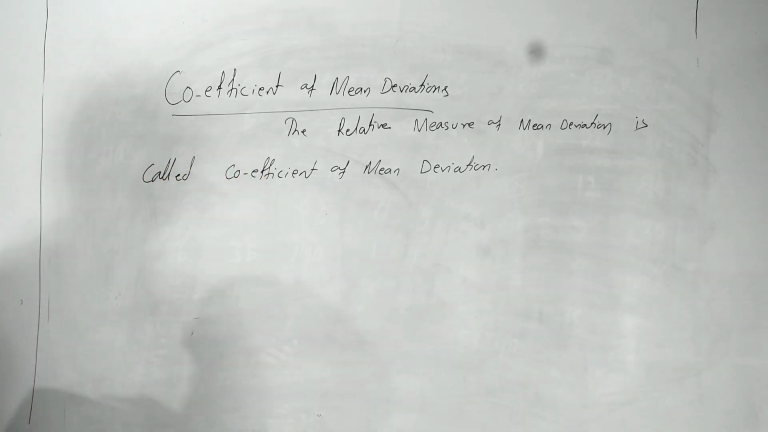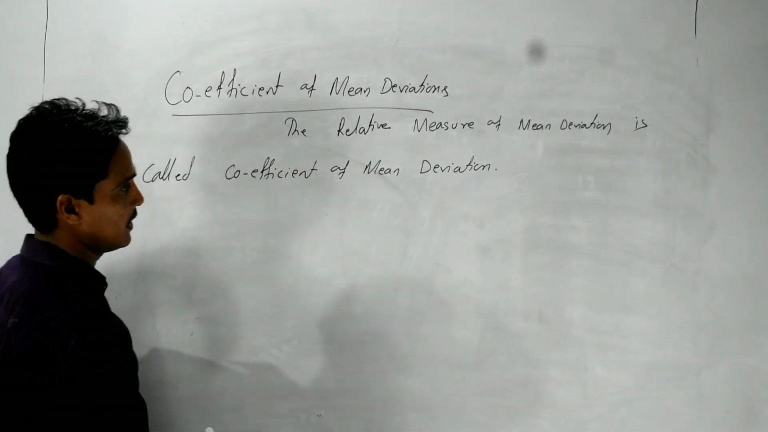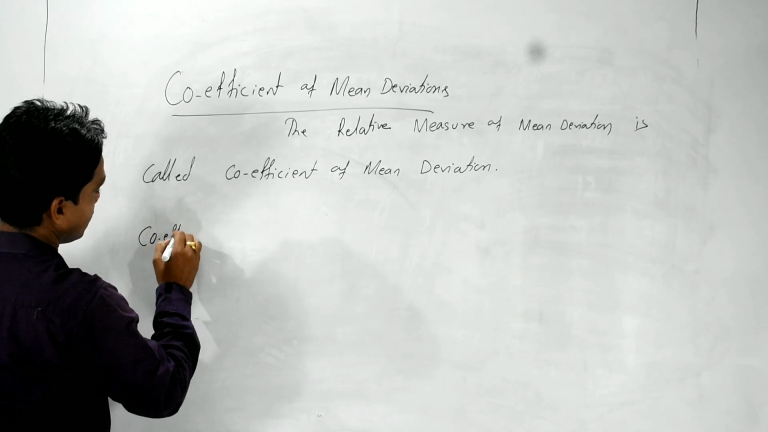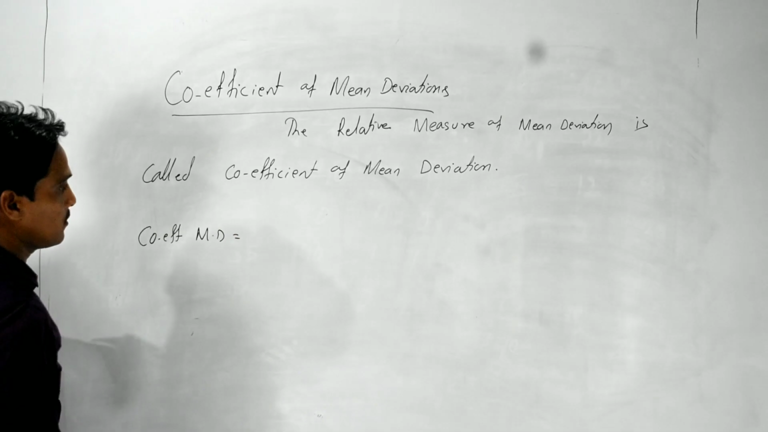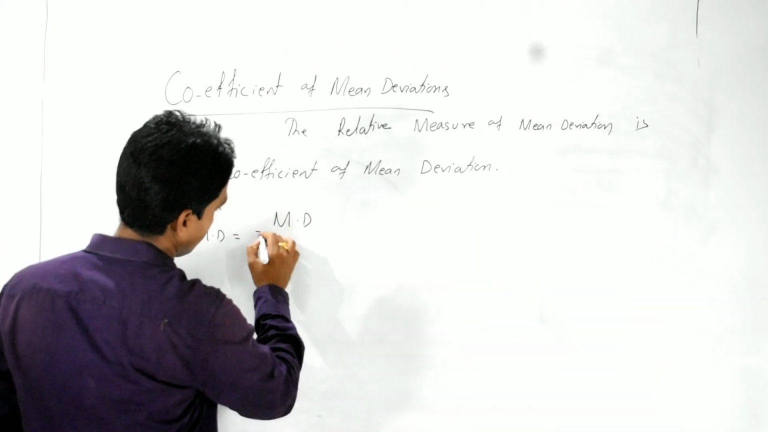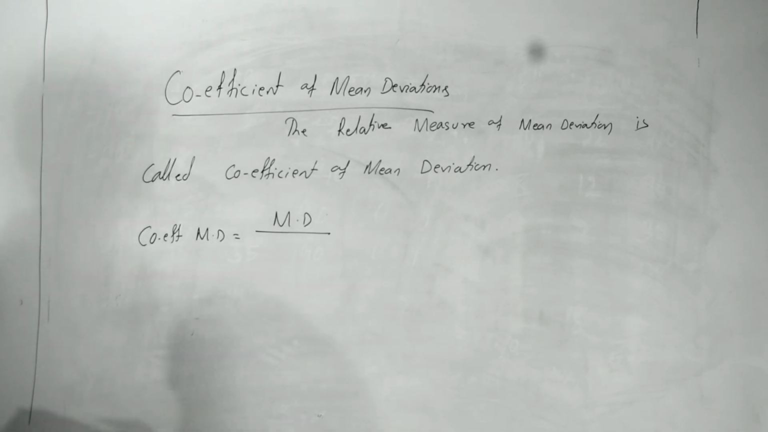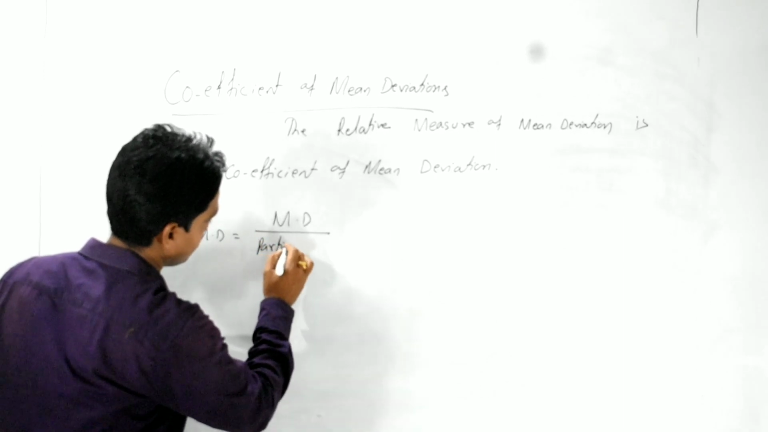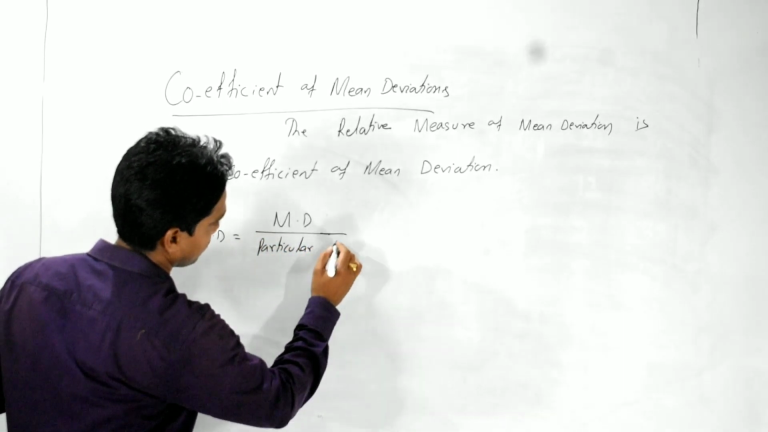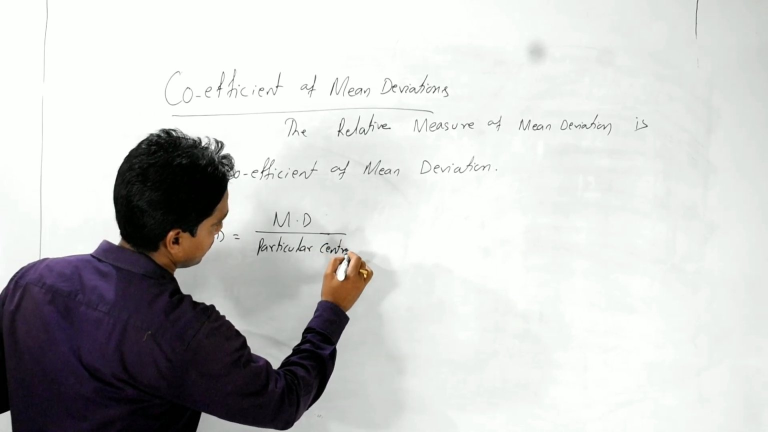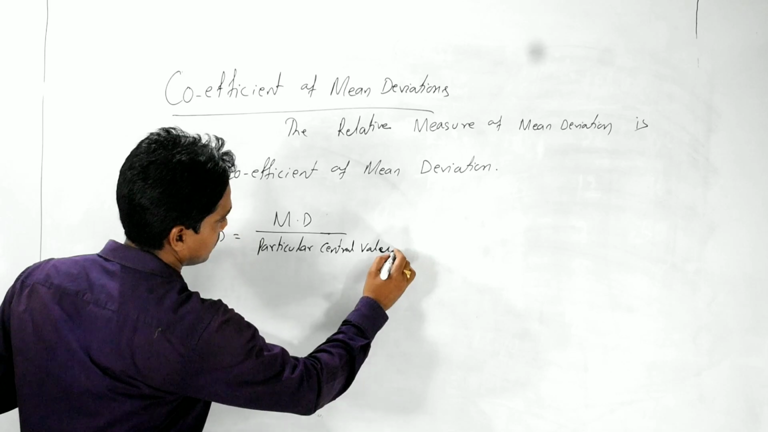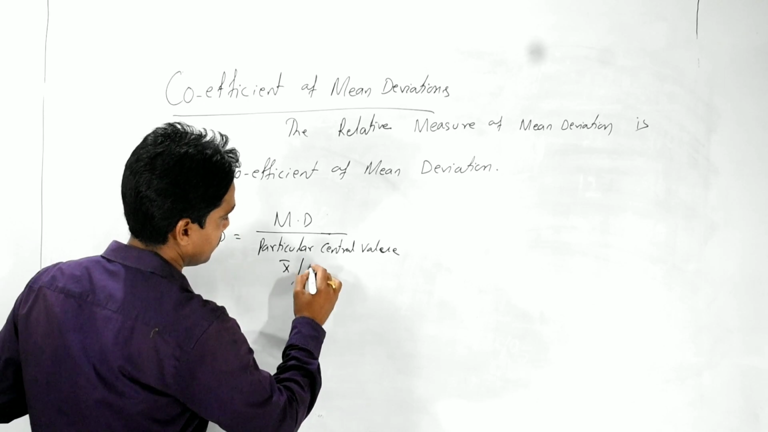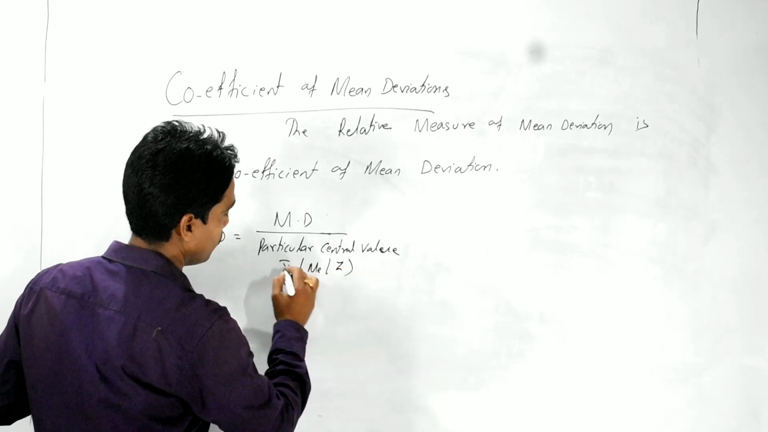So it is directly calculated by using its formula, that is coefficient of mean deviation equals mean deviation divided by respective central value, by particular central value, that is x bar or median or mode.